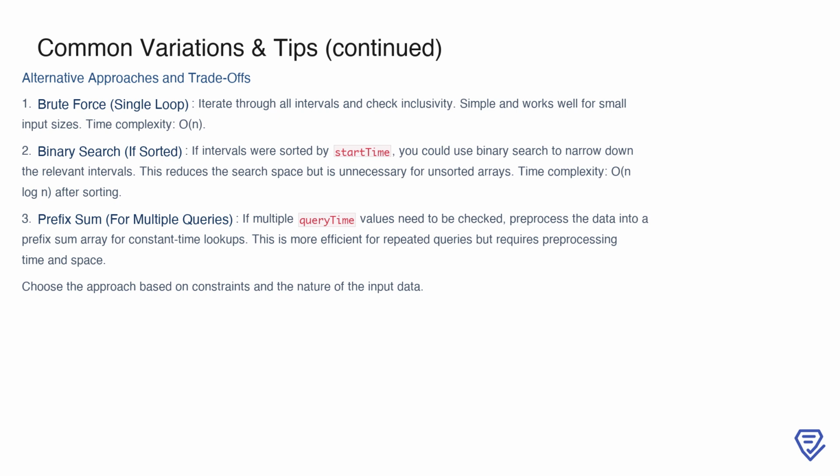Lastly, for scenarios where multiple query time values need to be checked, a prefix sum approach can be a powerful optimization. By pre-processing the data into a prefix sum array, you can achieve constant time lookups for each query. While this method is highly efficient for repeated queries, it does require extra time and space for pre-processing. Ultimately, the best approach depends on the constraints and the specific nature of the input data you're dealing with.